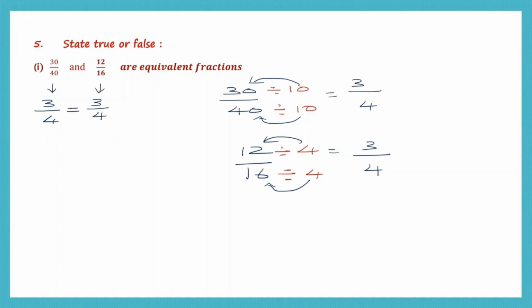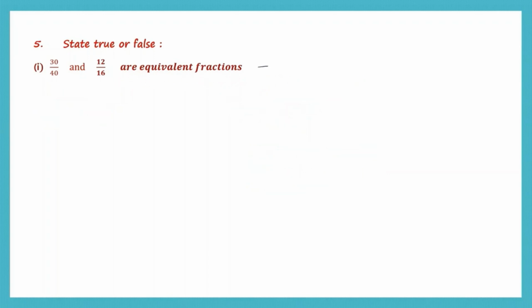As you can see, both are equal. So the first fraction, when you reduced, it became 3 by 4. Second fraction, when we reduced, we got 3 by 4 also. So that means 30 by 40 and 12 by 16 are equivalent fractions. That means this statement is true. So let's write that the statement is true.